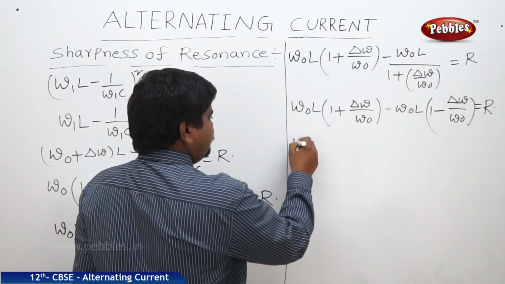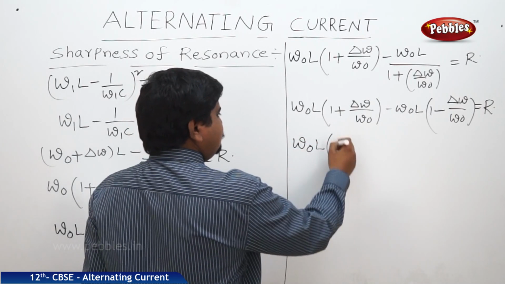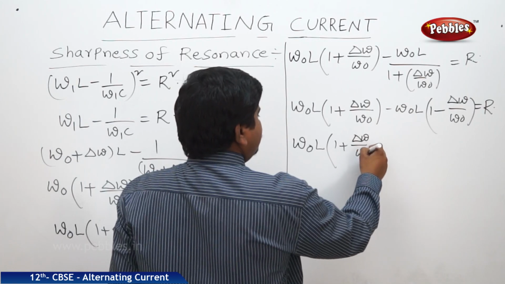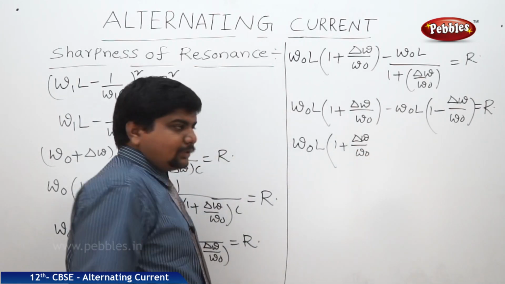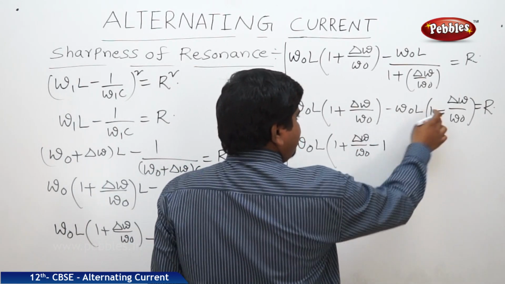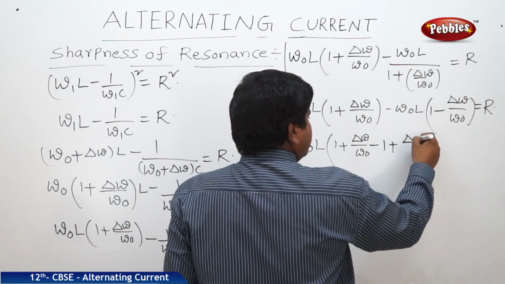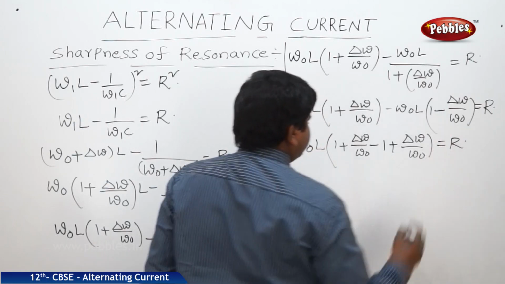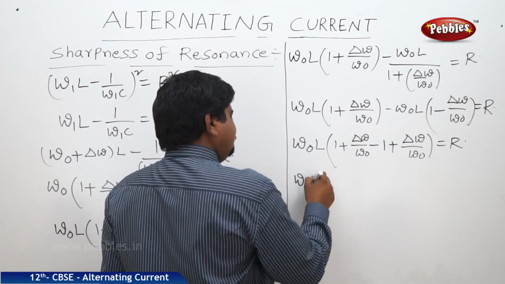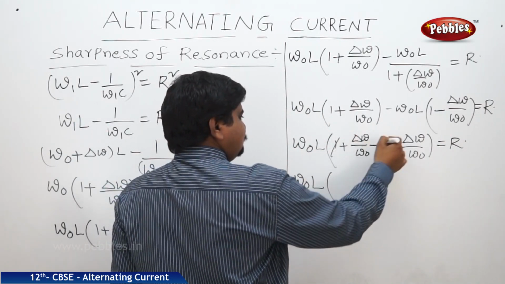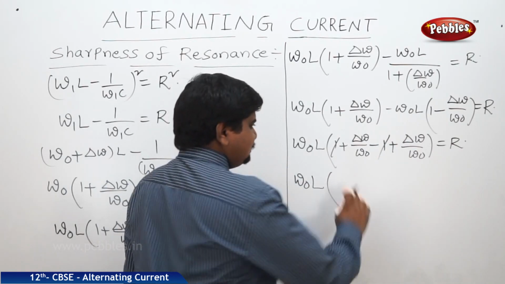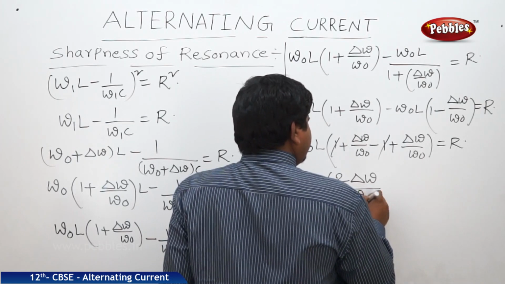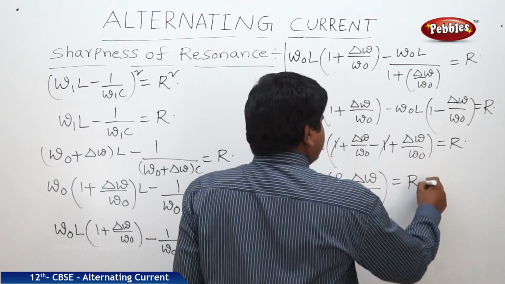So we can take omega naught L as common: omega naught L into [1 plus delta omega by omega naught minus 1 plus delta omega by omega naught] is equal to R. The 1 and minus 1 cancel. It will be omega naught L into 2 delta omega by omega naught is equal to R.